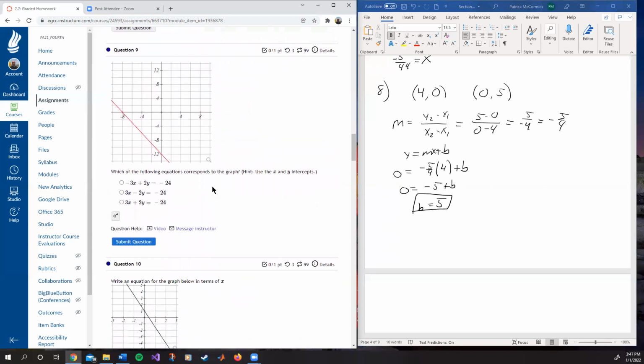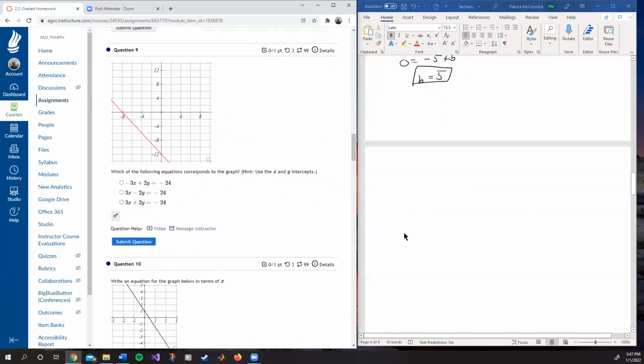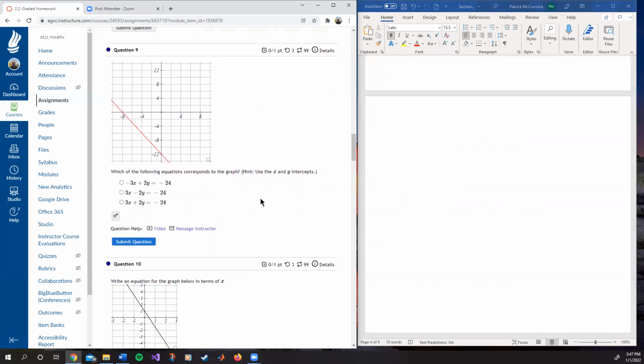All right, question 9. Scroll down. So this one says, which of the following equations corresponds to the graph? It says, hint, use the x and y intercepts. So the best way to attack these is to find the answer on your scratch paper, then come over and match it up. So we're given 2 points.